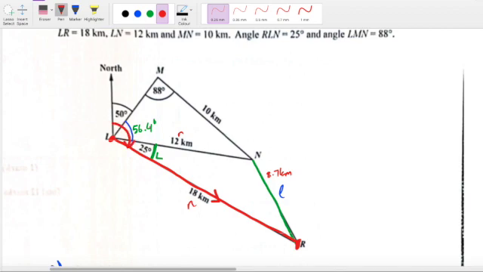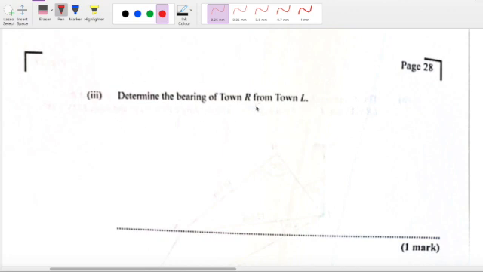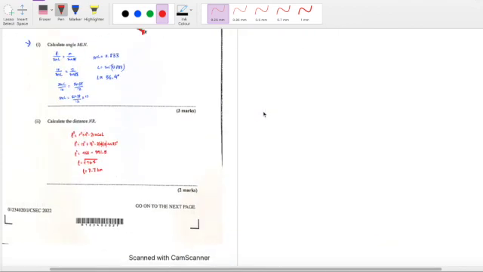So it'll be 50 plus 56.4 plus 25 equals 131.4 degrees. That is the bearing of that. So the bearing of town R from town L is 131.4 degrees.